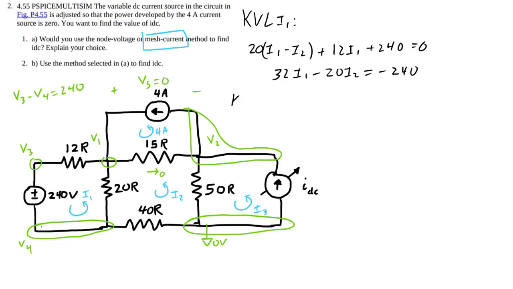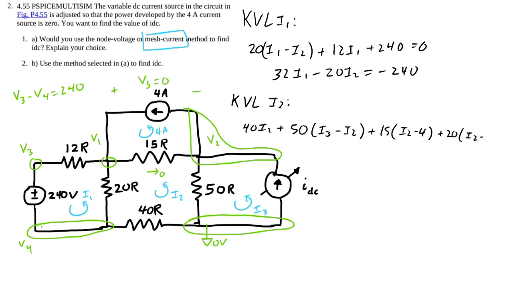We're going to do KVL once again for I2. I'm going to start at the bottom left corner. So 40 I2 plus 50 I3 minus I2 plus 15 I2 minus 4 plus 20 I2 minus I1 equals 0.